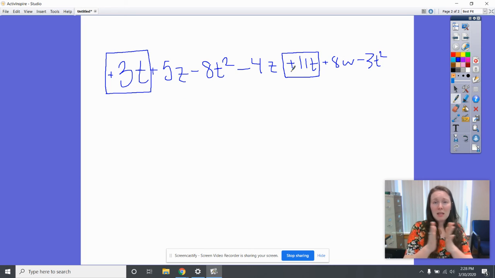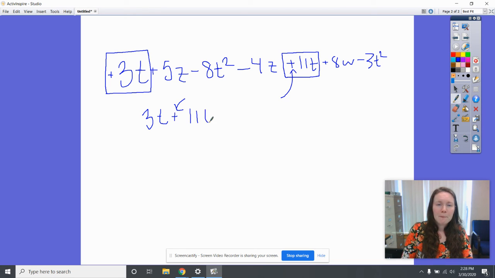So to combine them, only the things in the boxes are what I'm putting together. So I had a positive 3T plus, and the reason I put a plus there is because there's a plus right here. I didn't just decide to choose a plus. Okay, I did it because there's a plus there. And now I can combine. I'm going to go ahead and put my final answer down here. So 3T plus 11T, because they're like terms, I can combine them. So now I have 14T.